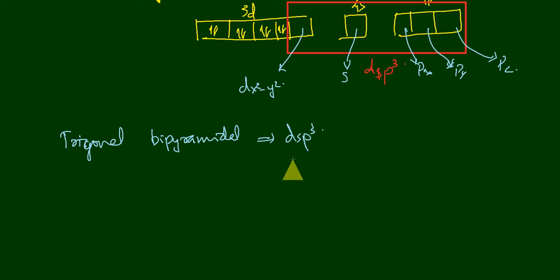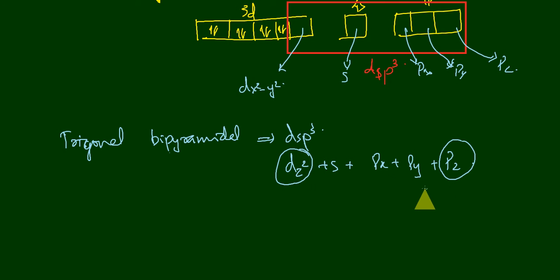You have to remember that this was dz square, then the s orbital, then px, py plus pz. This was the case in the trigonal bipyramidal case. Here you have to note that we have two orbitals in the z direction, dz square and then pz orbital. Both of these have the orientation in the z direction, right?